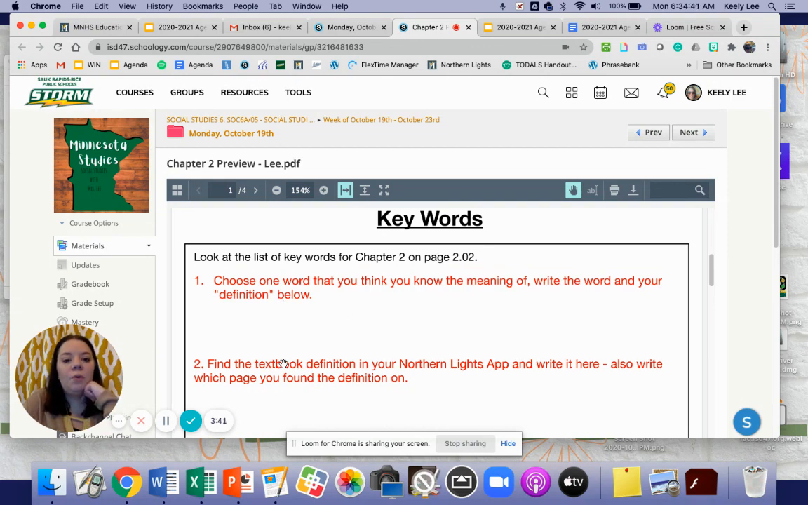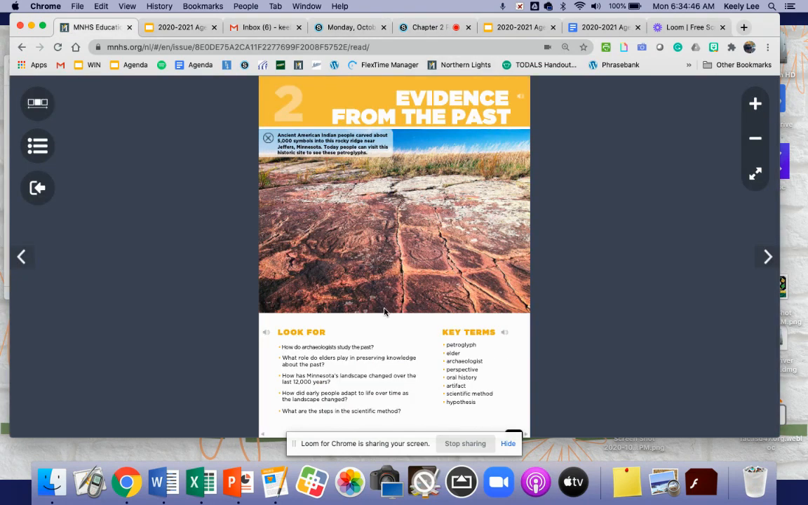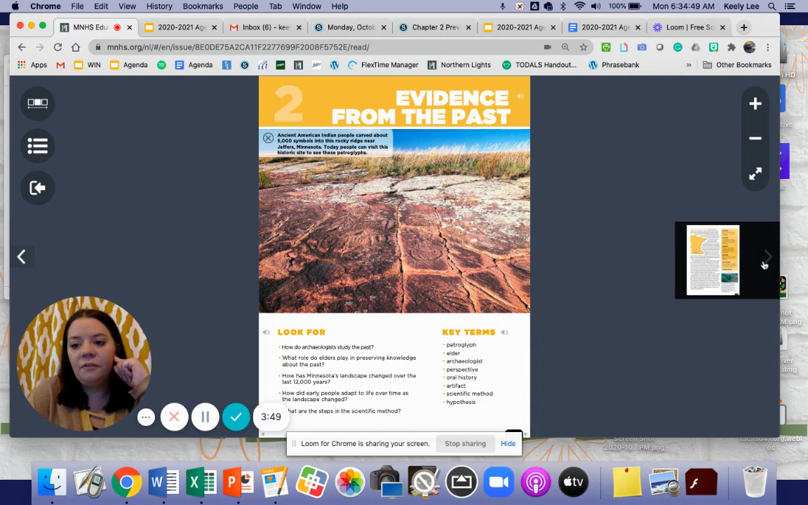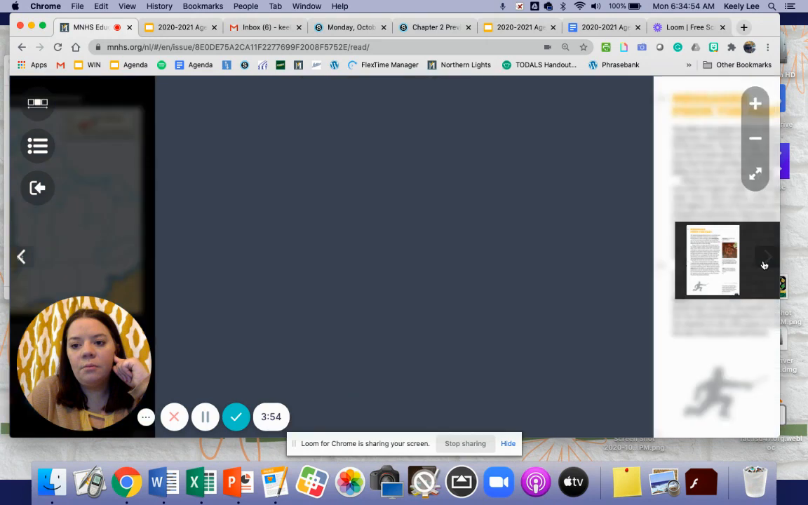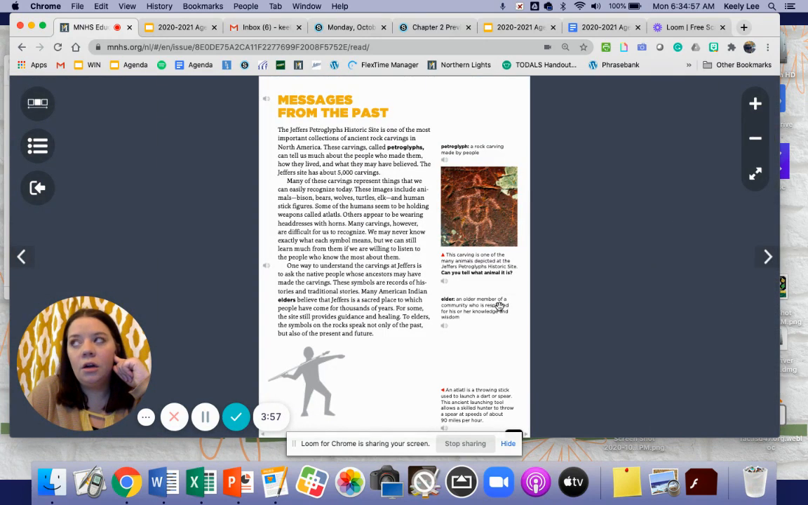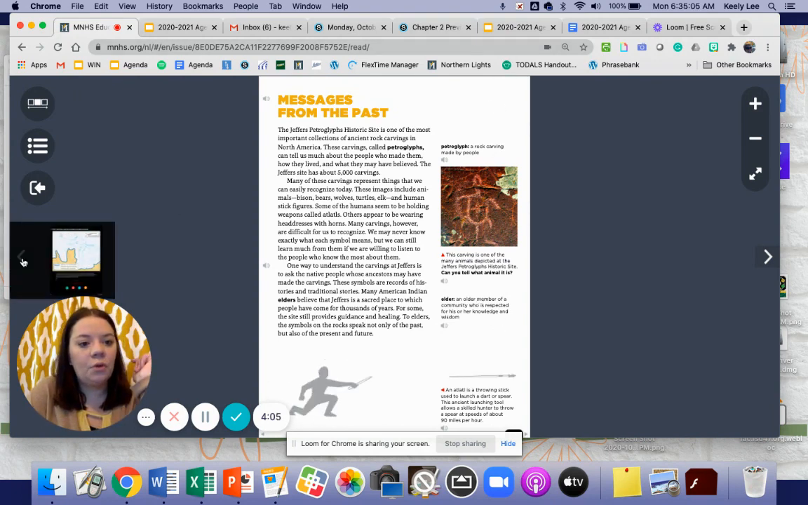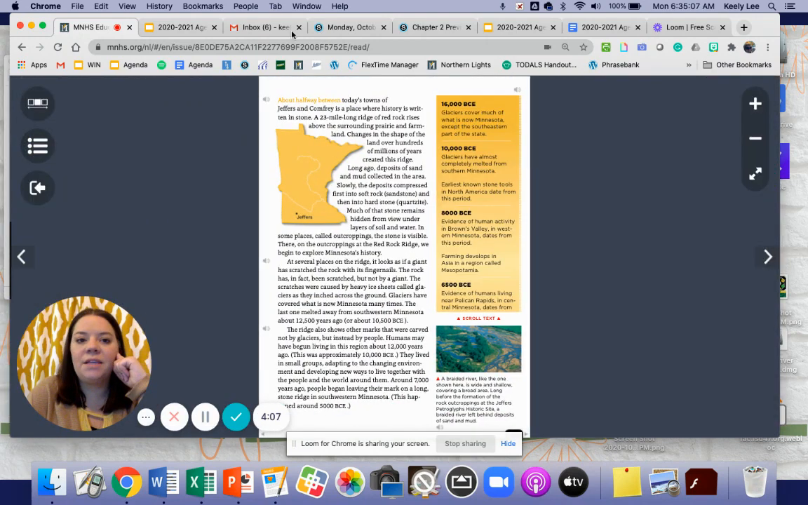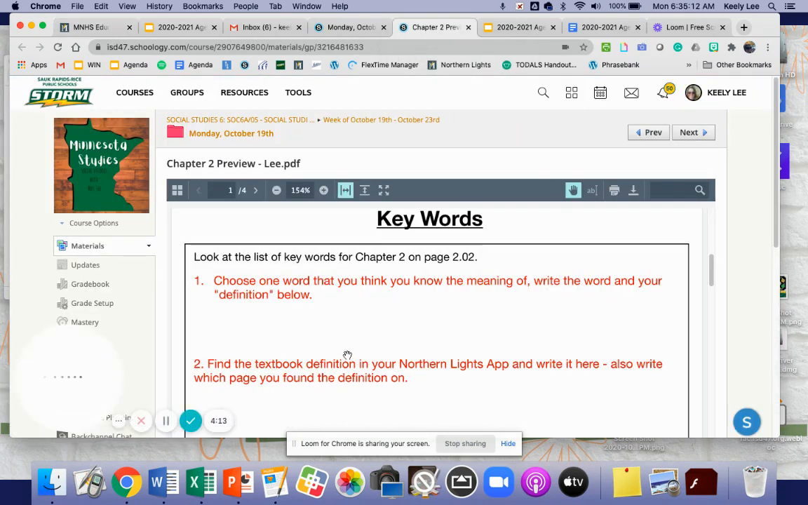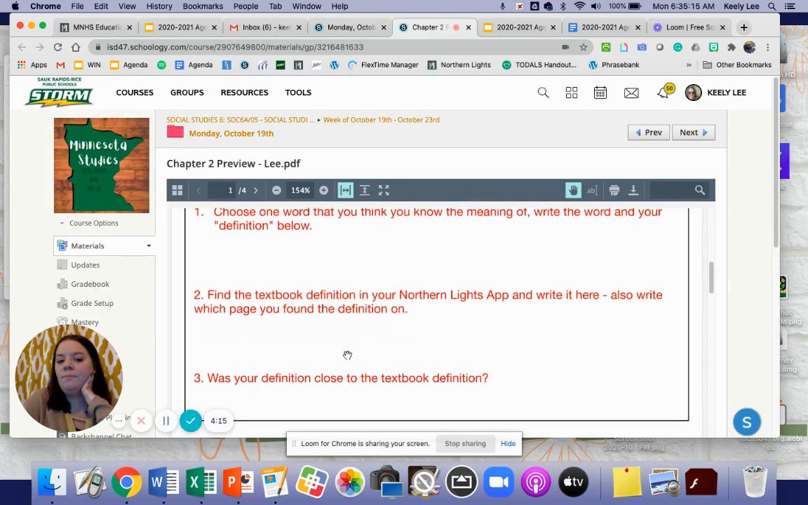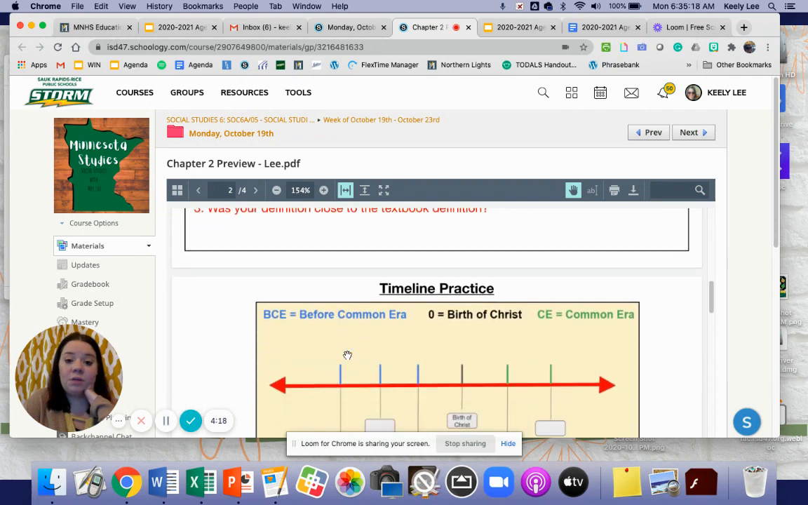Okay, then you're going to pick one and write your own definition, and then also find the definition in your Northern Lights textbook. So if we're looking at the word petroglyph, if I move on, most of the time our vocab words are listed here in the margin or the side of our textbook. Okay. Remember, you're supposed to pick one that makes sense to you or that you think you know. So I'm assuming most of you are not going to choose petroglyph because that's going to be a brand new word for you.